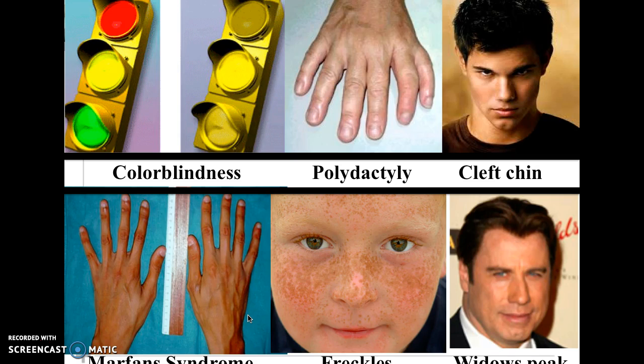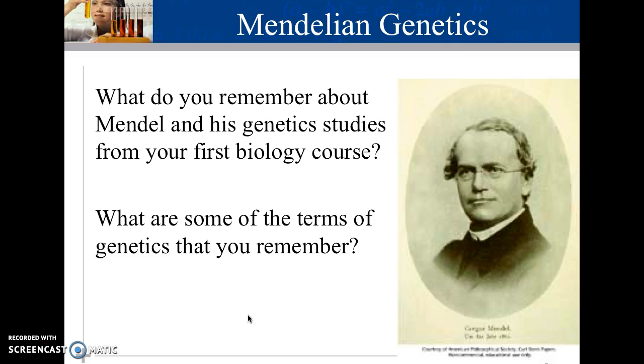Things like colorblindness, polydactyly, having multiple fingers, normal genetic traits that we see all the time, be it a cleft chin or a widow's peak or freckles. All of these things we see pop up really frequently, and they are all caused by genetics. When we first learn about genetics and biology, we remember Mendel.